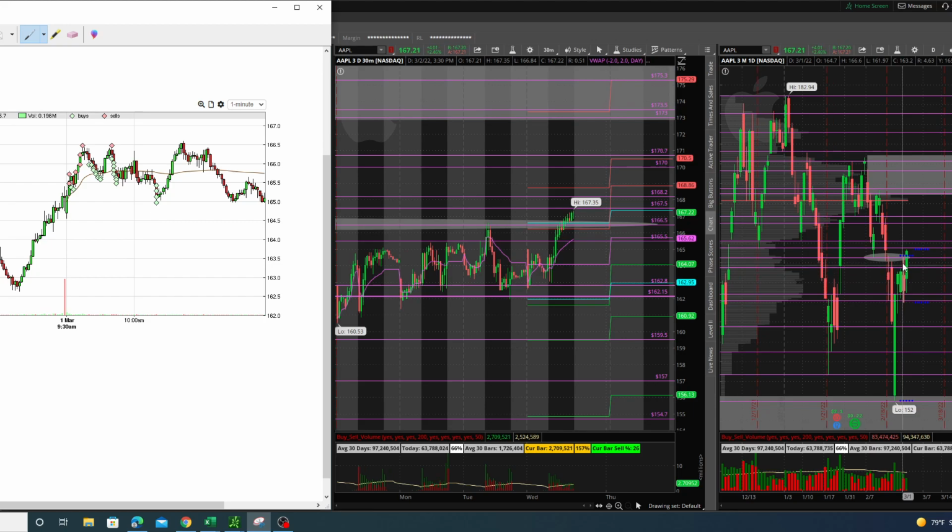My thesis was when we came back up here and retested this level that we were going to reject it again. Sure enough, we did. In and out of the market in 40 minutes, just the way I like to live. Stress-free trade, profitable trade, and hopefully provided a little insight as to why I shorted that area and as to why when we broke high of day we got another flush.